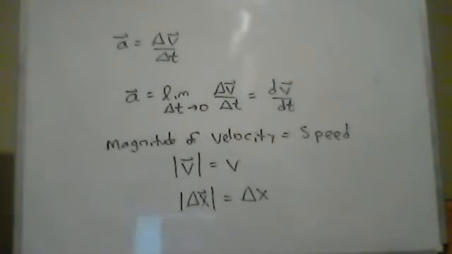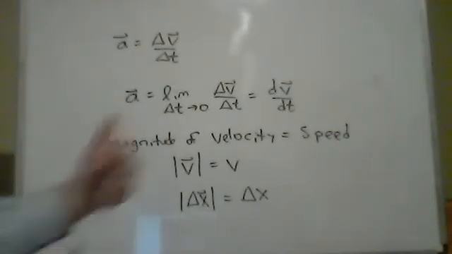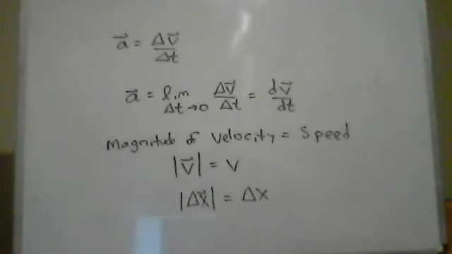I'm sorry, back up. How an object moves from one position to the other is called the displacement. The magnitude of the displacement is the distance, and then we need to know how the object moves in time. So the change in the position with respect to time is called the velocity. The magnitude of the velocity is the speed, and the change in the velocity with respect to time is called the acceleration.